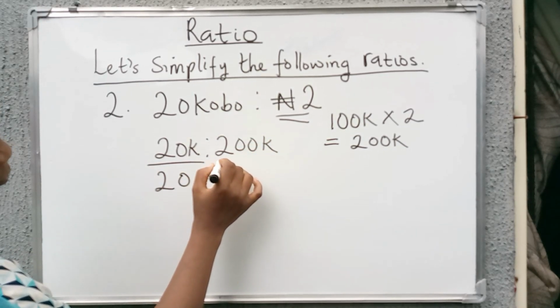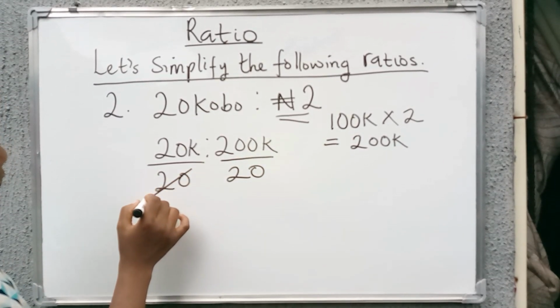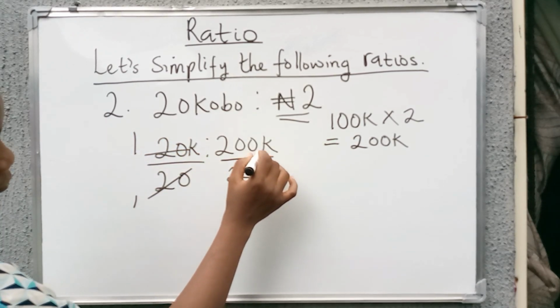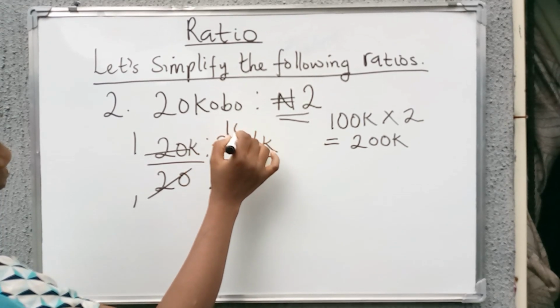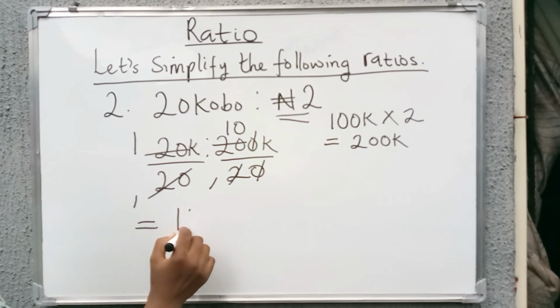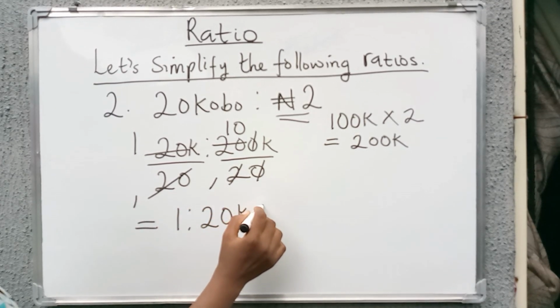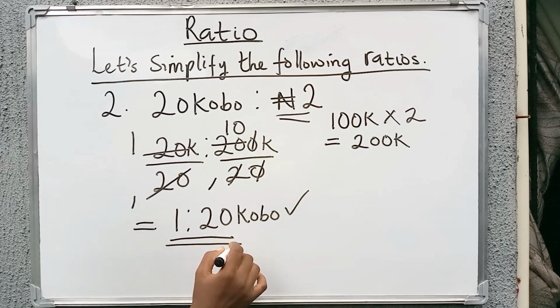At this point, we are going to use 20, being the greatest common divisor, to divide both the 20 kobo and the 200 kobo. 20 into 20 kobo is 1. 20 into 200 kobo gives us 10. So our answer for number 2 is 1:10. That is 1 kobo is to 10 kobo. Let's look at number 3.